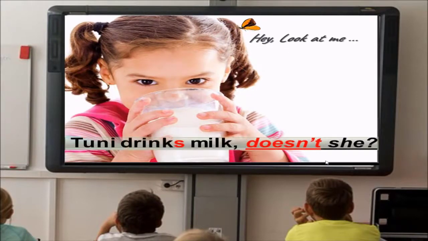Hey, look at me. Tuni drinks milk, doesn't she? Try to understand. Tuni is third person singular number, so s or es is added with drink verbs. So we must use doesn't. Okay, and she is used in place of Tuni.